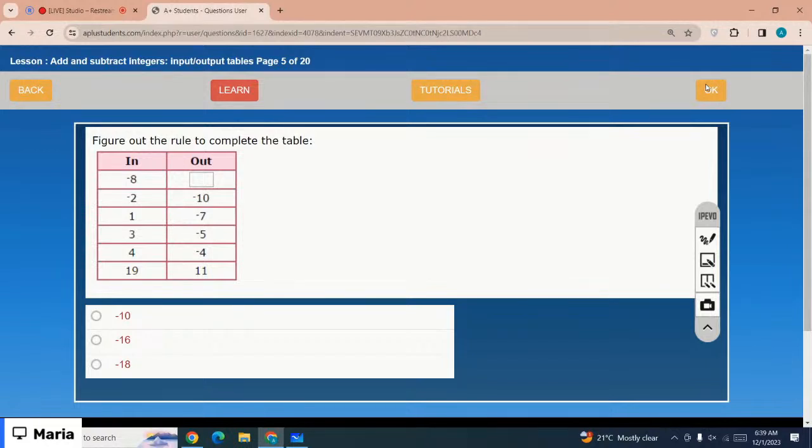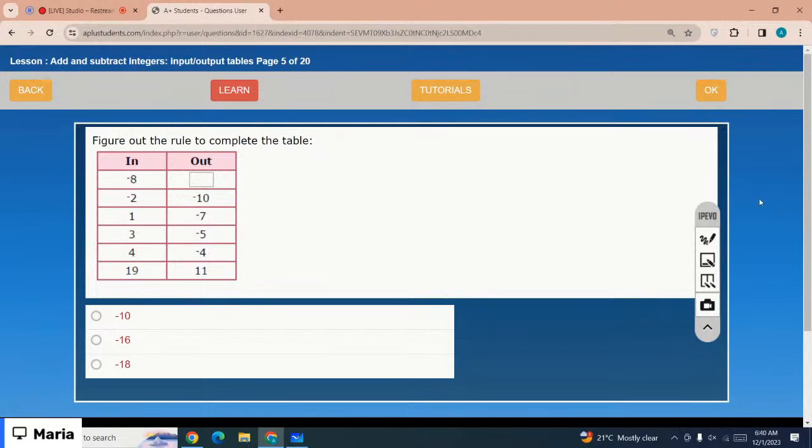Figure out the rule to complete the table. Okay. Negative 8, you have to calculate the output value. Negative 2, negative 10, 1 and negative 7. You have to find the rule first, and then you have to find the missing value. Okay, let's see what is the rule. Negative 2, and here you have negative 10.